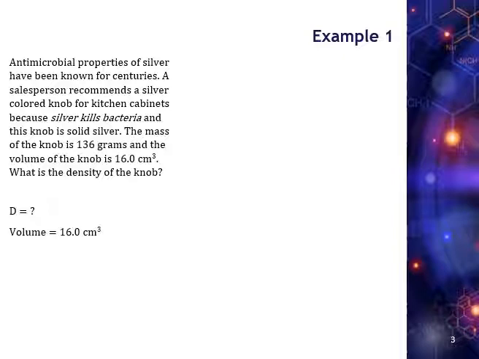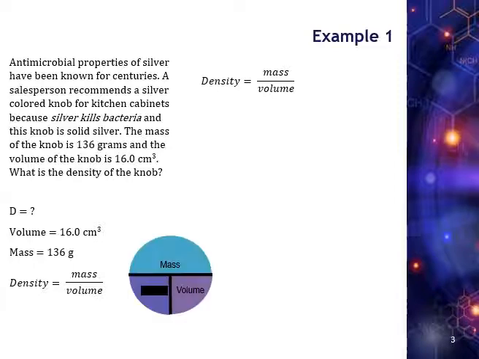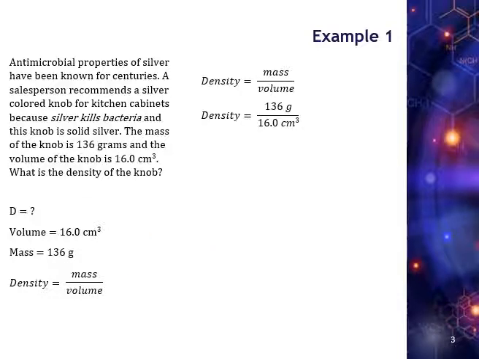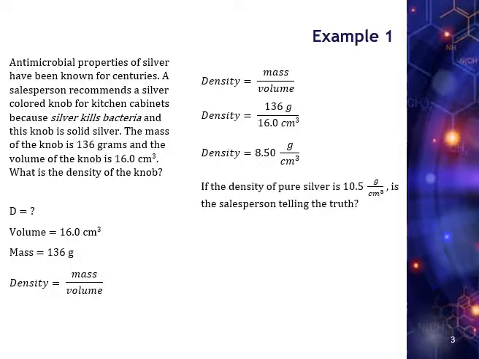The volume is 16.0 cubic centimeters, which has 3 significant digits. The mass is 136 grams, which has 3 significant digits. We will round to 3 at the end. Density is mass per unit volume. And we're looking for density, so it's mass divided by volume. We use a little sphere. The density is 136 grams divided by 16.0 cubic centimeters. The density is 8.50 grams per cubic centimeter.